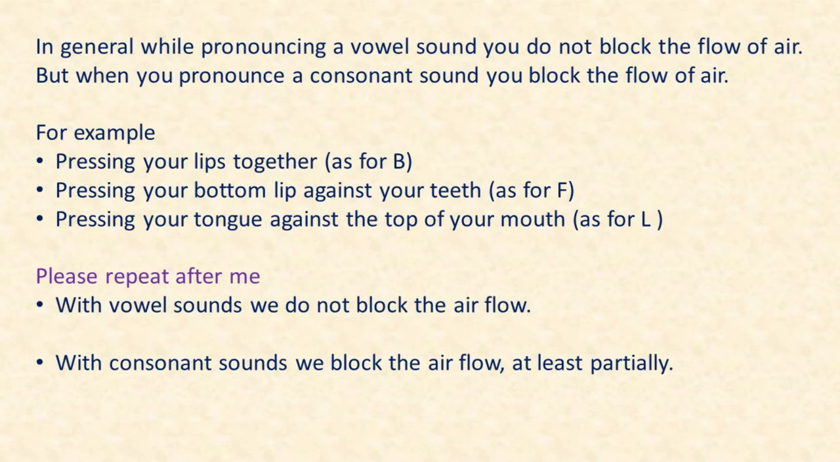In general, while pronouncing a vowel sound, you do not block the flow of air. But when you pronounce a consonant sound, you block the flow of air. For example, pressing your lips together as for B, pressing your bottom lip against your teeth as for F, pressing your tongue against the top of your mouth as for L. Though there are 26 letters in the English alphabet, yet they give us many more sounds than 26.